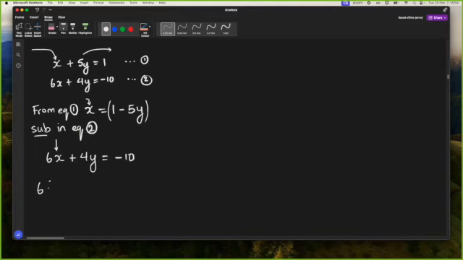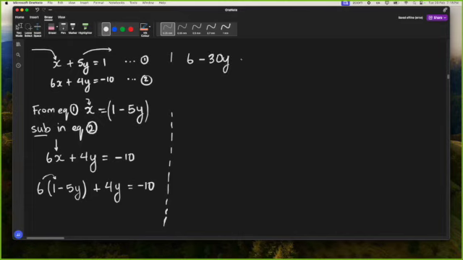So 6x, which is 1 minus 5y, plus 4y is equal to negative 10. So now I just expand this out. 6 times 1 is 6. And 6 5s are 30, right? 6 5s are 30. So that'll be minus 30y plus 4y is equal to minus 10. Well, minus 30 plus 4 is what?